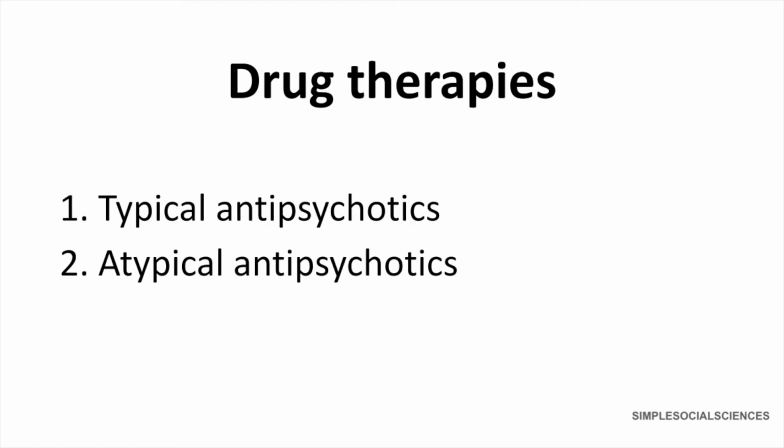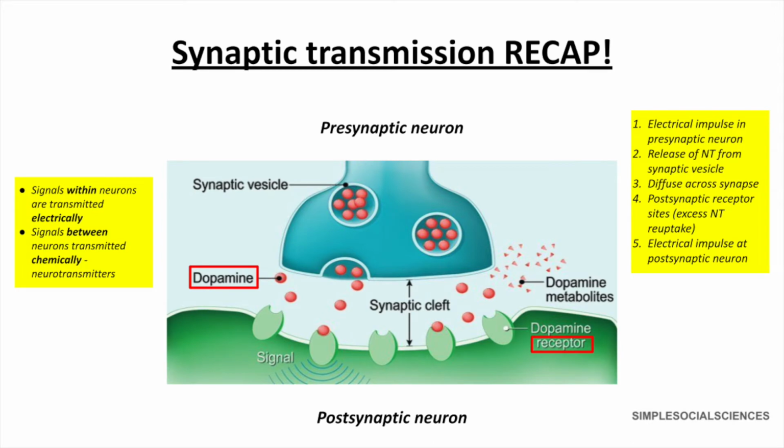Before we go any further, let's quickly recap synaptic transmission. So in this diagram, you can see the presynaptic neuron and the postsynaptic neuron. This is important to note because signals within neurons are transmitted electrically, but signals between neurons are transmitted chemically, and this is through neurotransmitters. So the presynaptic neuron transmits signals through these neurotransmitters to the postsynaptic neuron.